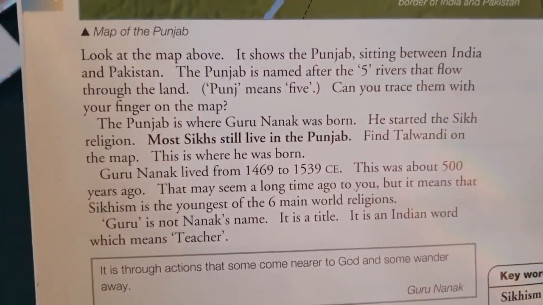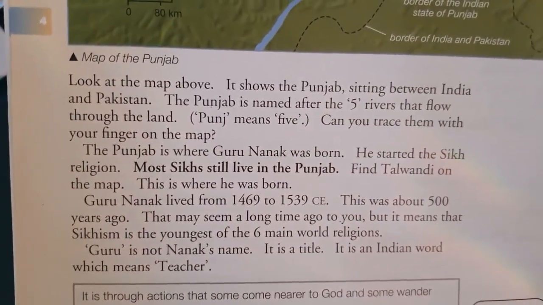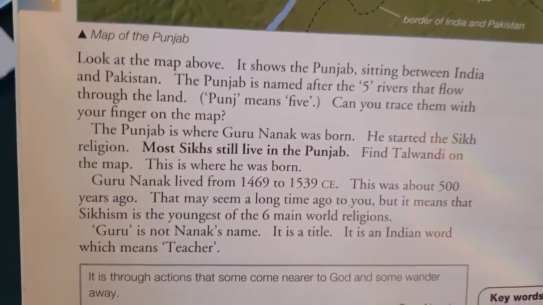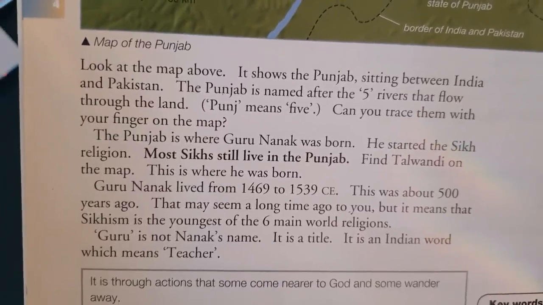So look at the map above. It shows the Punjab sitting between India and Pakistan. The Punjab is named after the 5 rivers that flow through the land. Punj means 5. Can you trace them with your finger on the map? Yeah, probably.